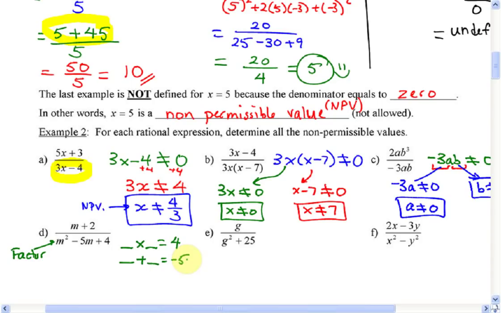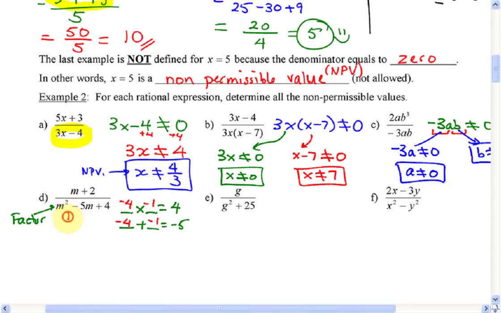Who's got it? Negative 1 and negative 4. Thank you, Danny. Says negative 4, negative 1. So what happens is that this denominator just becomes m minus 4, m minus 1. And how do we find these non-permissible values again? We look at the denominator and make it 0, or I'll say not equal to 0.